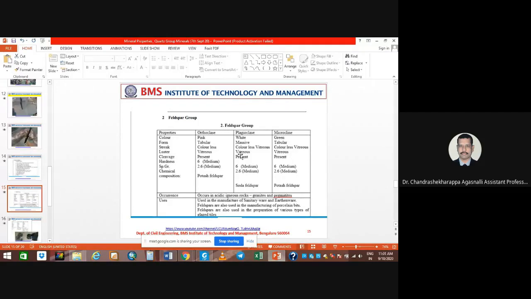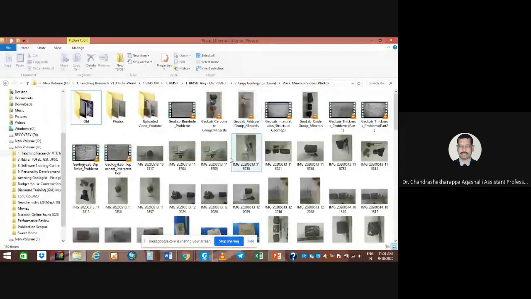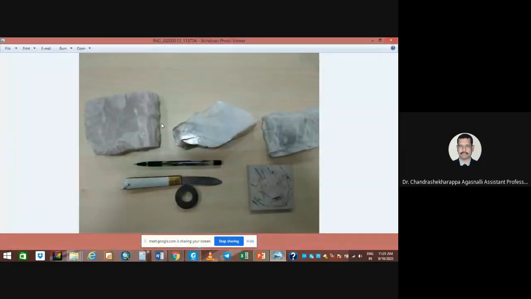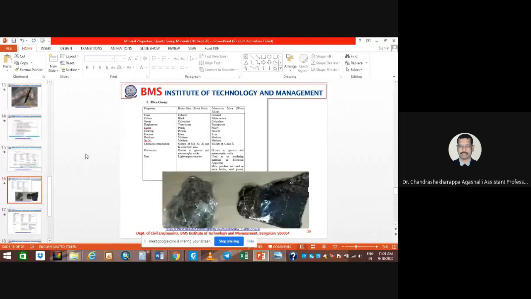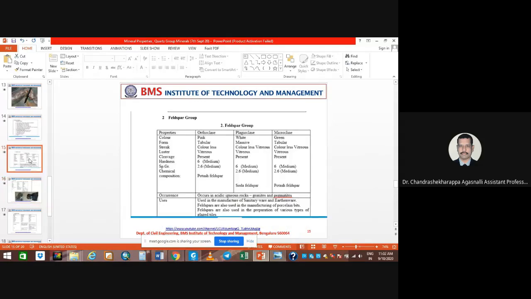Okay, and the feldspar group we also discussed yesterday. These are the feldspar group of minerals, mainly used as a raw material in ceramic products and the tiles industry. Also, we discussed the mica group of minerals, biotite mica and muscovite mica. These two are used in electrical industries due to their high heat resistance. Biotite mica is rich in magnesium, iron, alumina, and potassium, and muscovite mica is a silicate of alumina and potassium. These are the mica group of minerals, and these are the feldspar group of minerals.